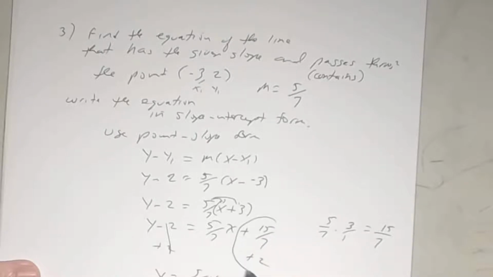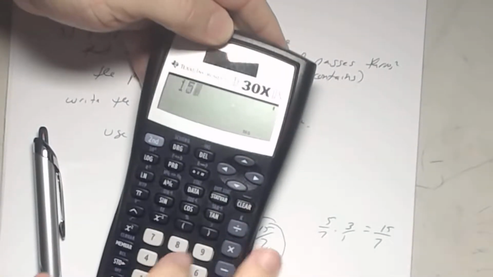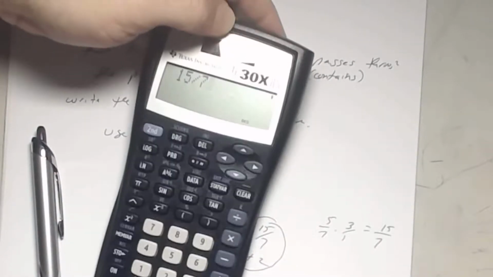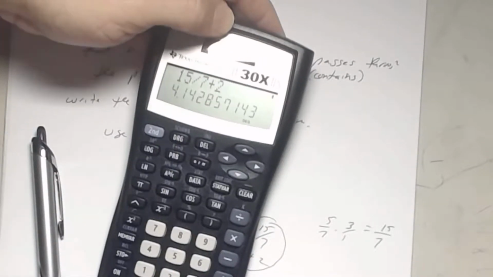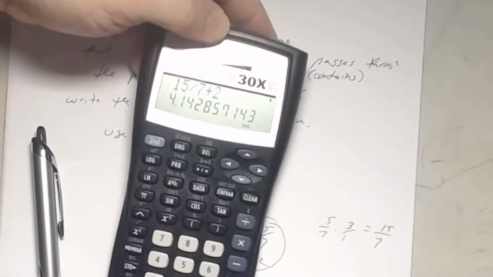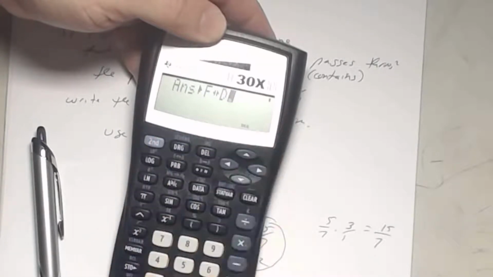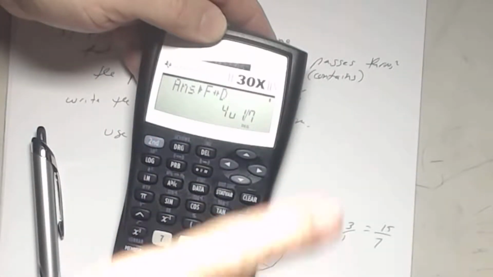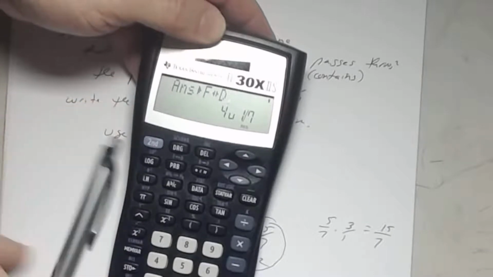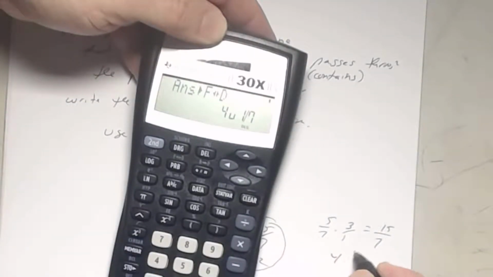Now this is where you can use your calculator. On your calculator, you're going to say 15 divided by 7 plus what? 2 equal, and I get this decimal, right? But you know how to deal with that. So what button do I press? Second, and then PRB, and then equal, and I get this mixed number, right? So my mixed number is 4 1/7.